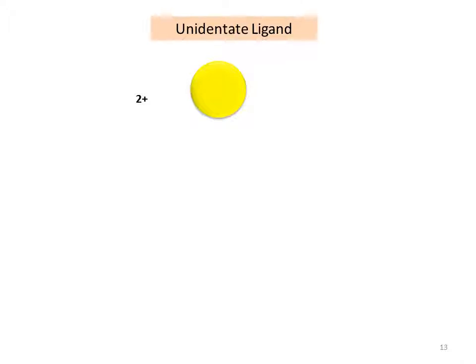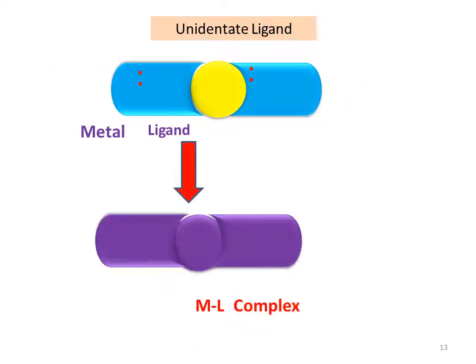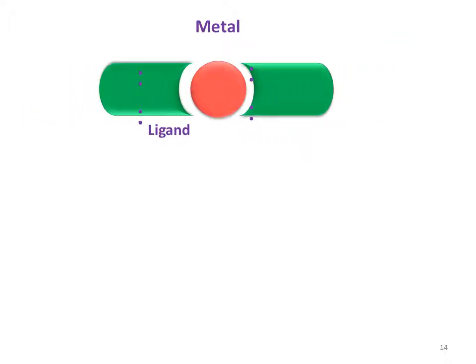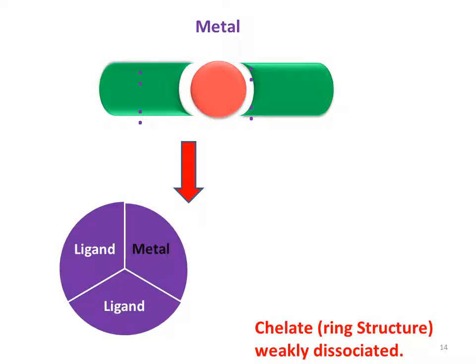Unidentate ligand, in diagrammatic form just to make it a little bit easier: for the central metal ion, one point of attachment forming the metal-ligand complex. On the other hand, polydentate ligands form a chelate. A chelate is a ring structure, weakly dissociated complex, where the ligand is a polydentate attaching to the metal with more than one point, and in such case the ligand is called a chelating agent.